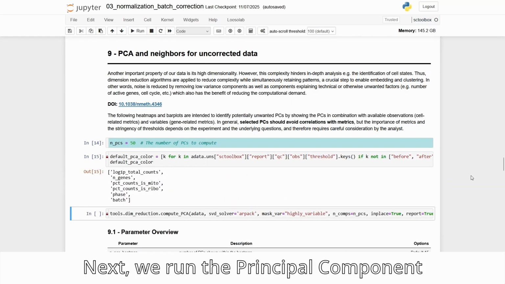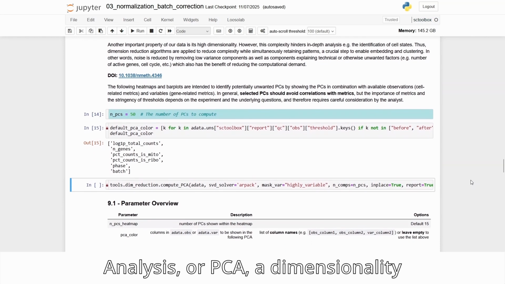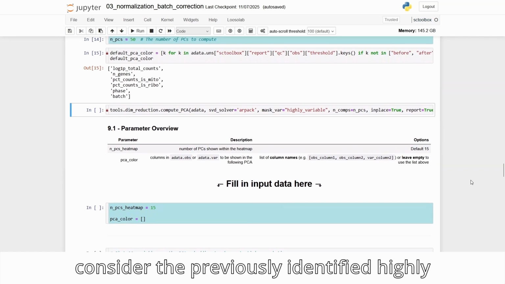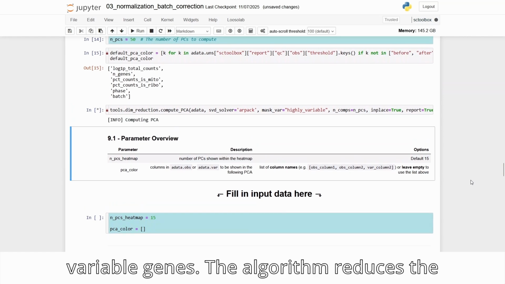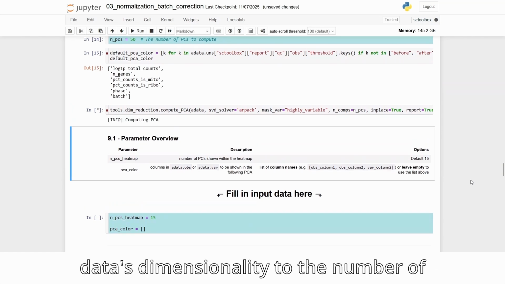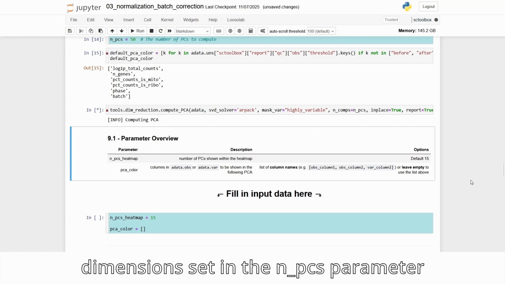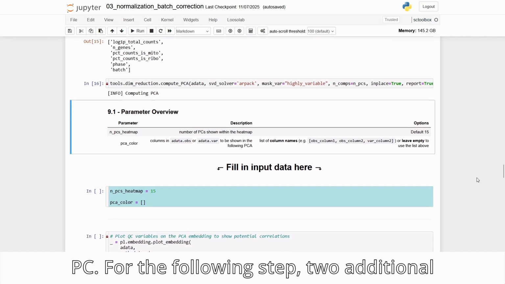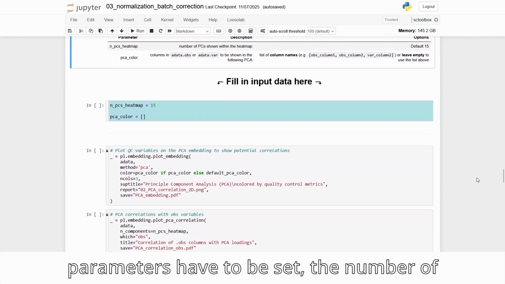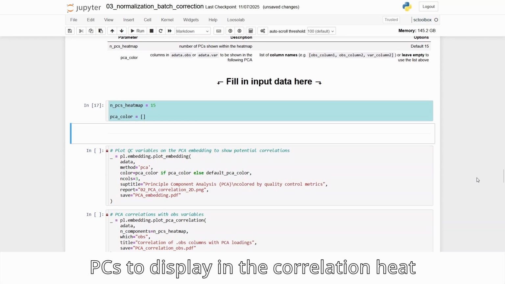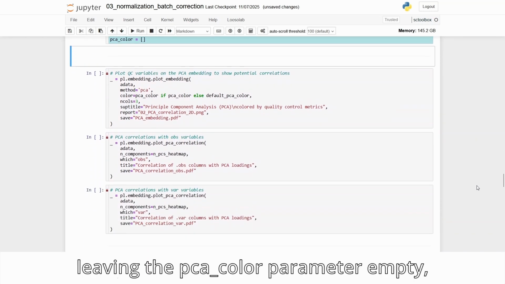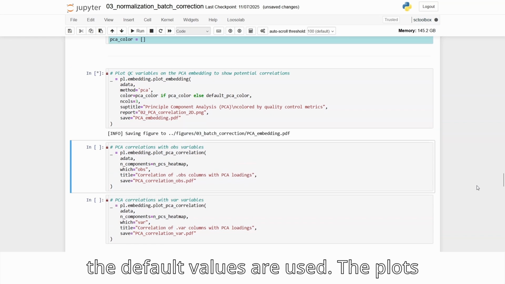Next, we run the principal component analysis, or PCA, a dimensionality reduction algorithm, for which we only consider the previously identified highly variable genes. The algorithm reduces the data's dimensionality to the number of dimensions set in the n_PCS parameter, with each dimension referred to as a PC. For the following step, 2 additional parameters have to be set: the number of PCs to display in the correlation heat maps and the metrics to visualize. By leaving the PC_color parameter empty, the default values are used.